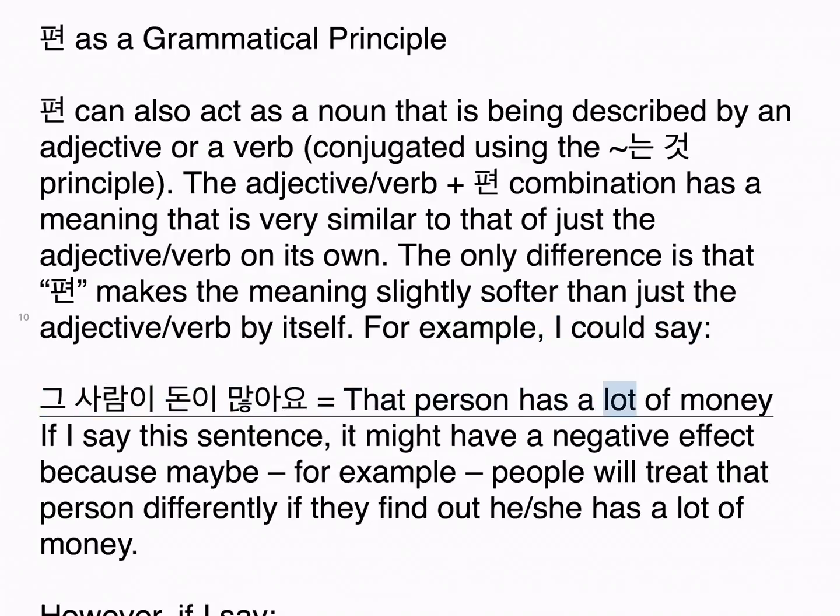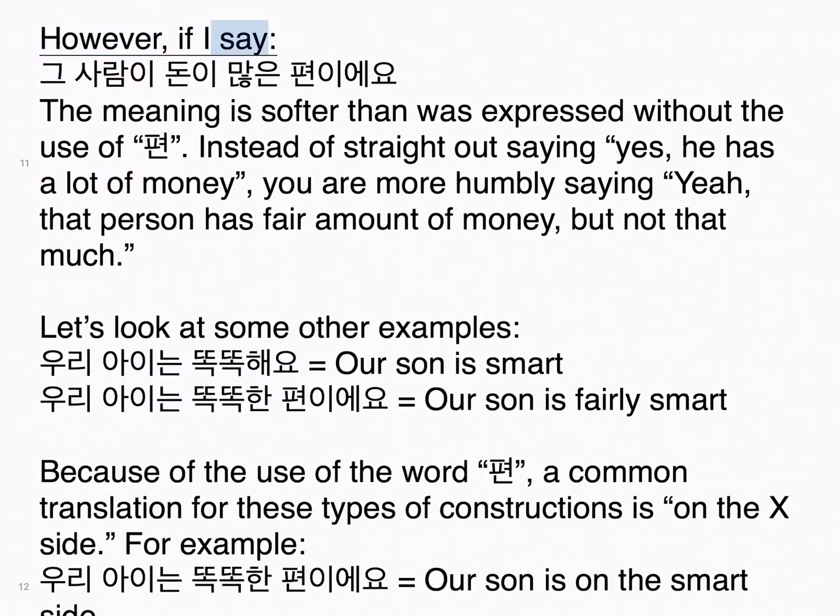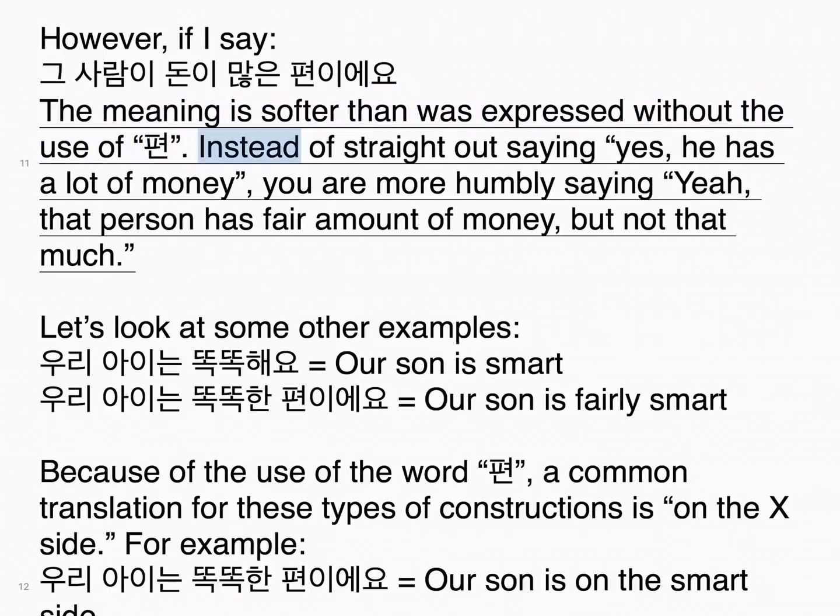That person has a lot of money. If I say this sentence, it might have a negative effect because maybe, for example, people will treat that person differently if they find out she has a lot of money. However, if I say, 그 사람이 돈이 많은 편이에요, the meaning is softer than was expressed without the use of 편. Instead of straight out saying yes, he has a lot of money, you are more humbly saying yeah, that person has a fair amount of money, but not that much.